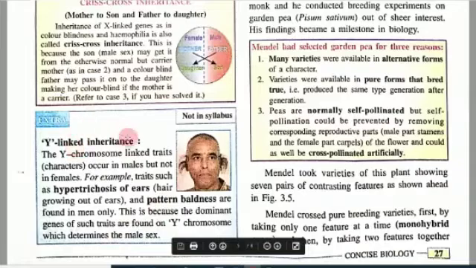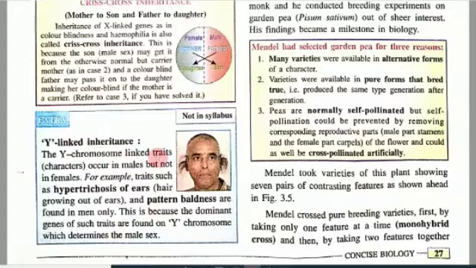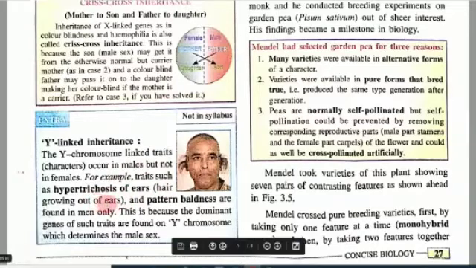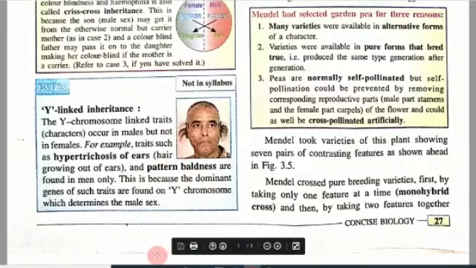Then Y-linked inheritance is given. If you look at the ear lobe, outer ear, some people have hair there. This is one of the traits, an effect of a gene causing the presence of hair, linked to the Y chromosome, and occurs in males but not in females. For example, traits such as hypertrichosis, hair growing over the ears, and pattern baldness are features of a gene.